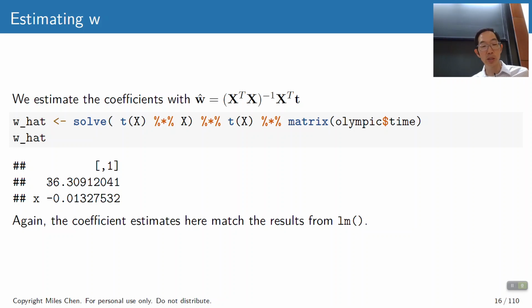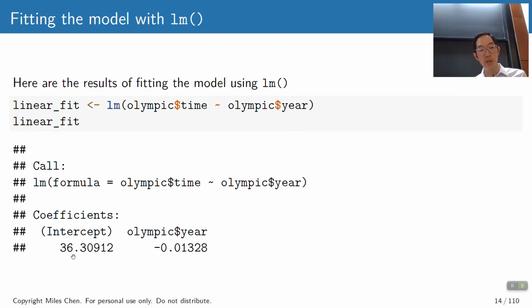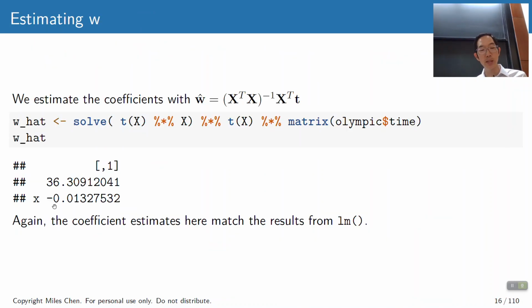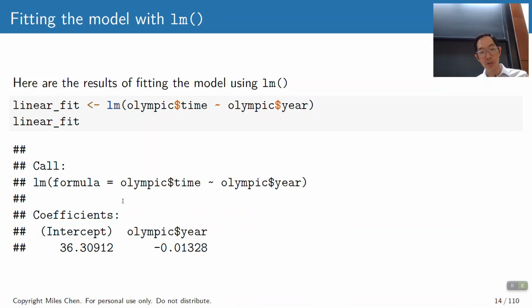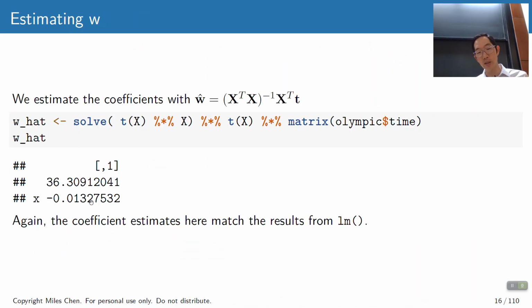And what do we get? We get 36.309 for the intercept. And the slope is negative 0.01327532, which matches exactly negative 0.1328. Here we see that, if we keep a few more decimal places, it's actually 753. So these coefficients match the results that we get from LM. So far, it's looking good. It's looking good, this method of doing kind of matrix notation.